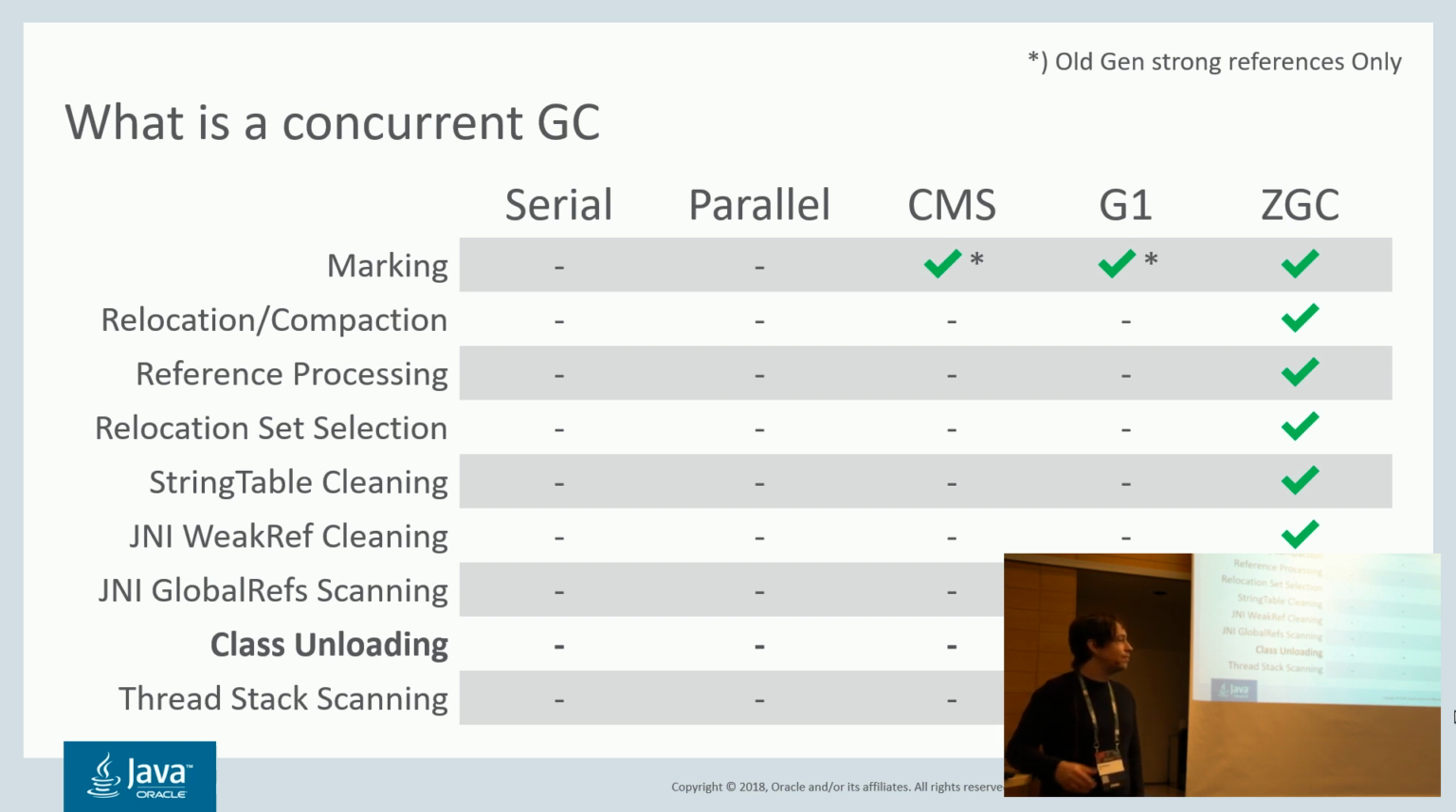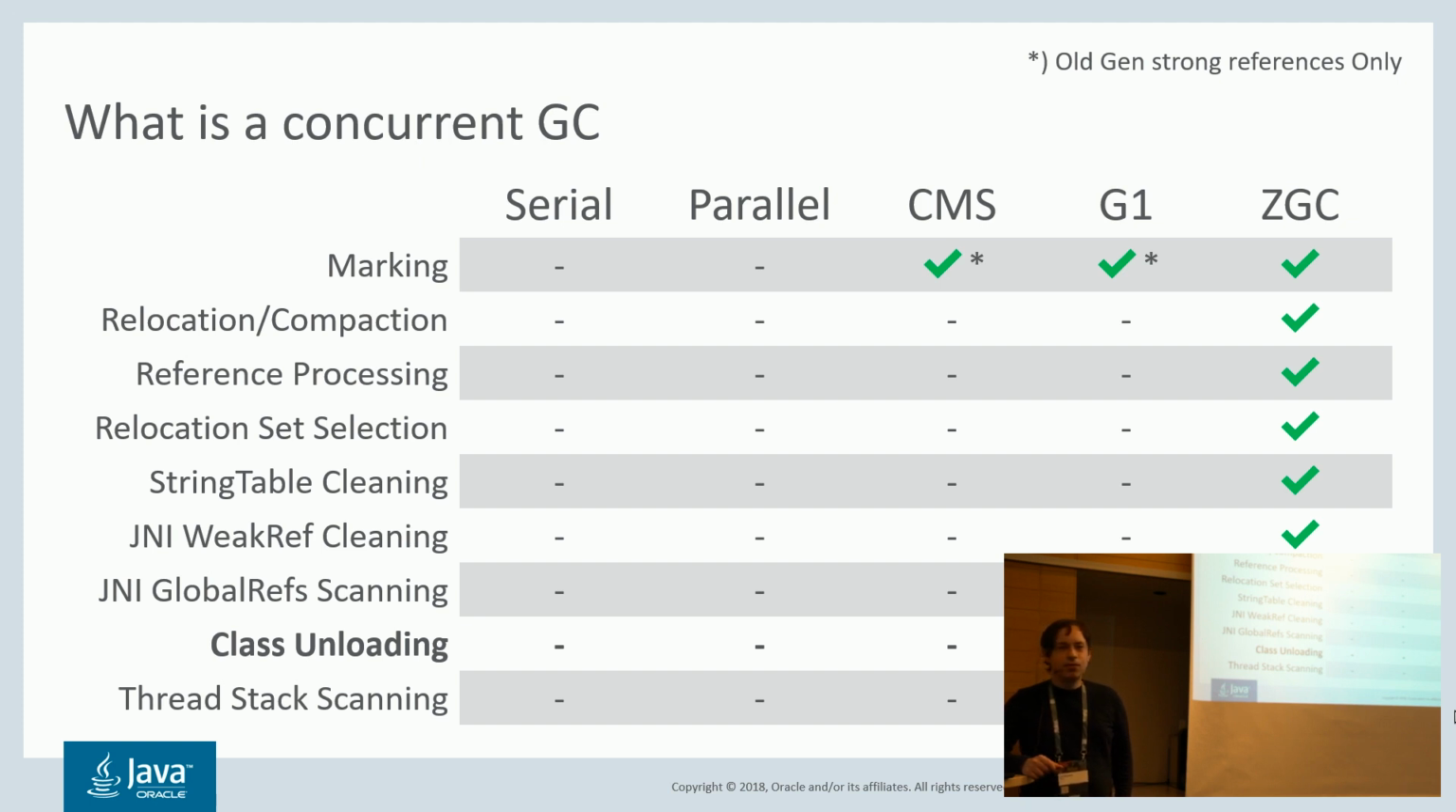We also need to perform reference processing, and we need relocation set selection to figure out where is the best bang for the buck to perform compaction. And we need to do a whole bunch of other stuff like string table cleaning and global ref scanning, and most notably class unloading. We also need to scan thread stacks.